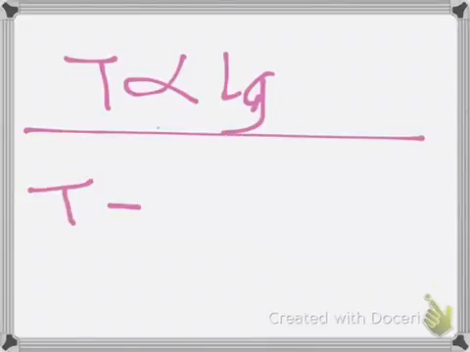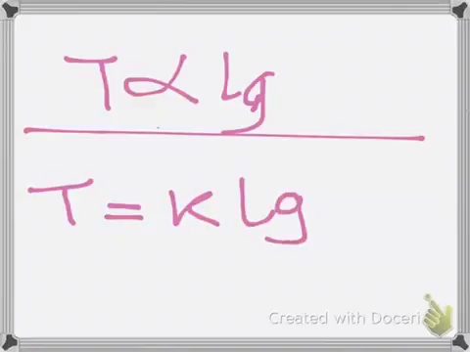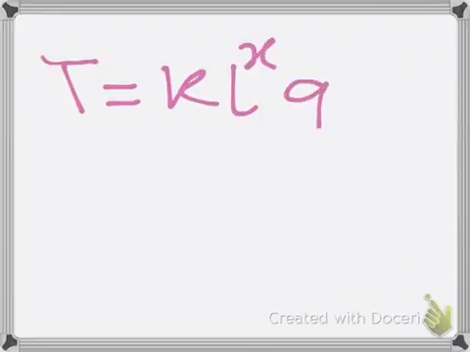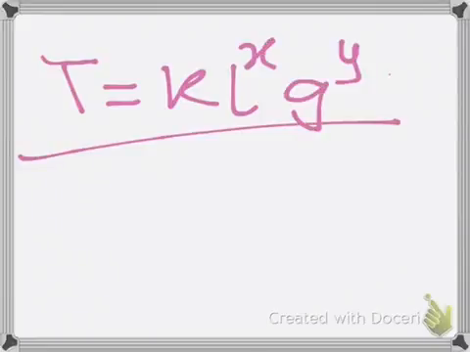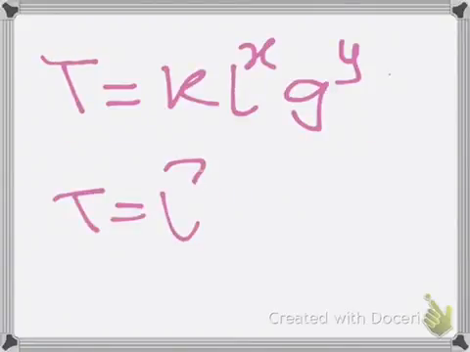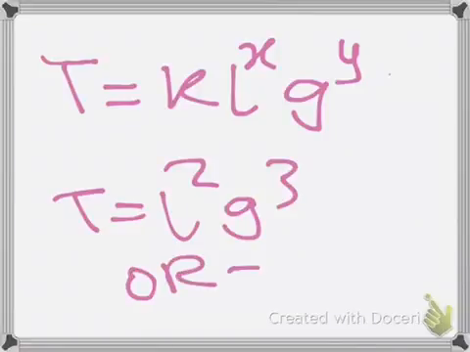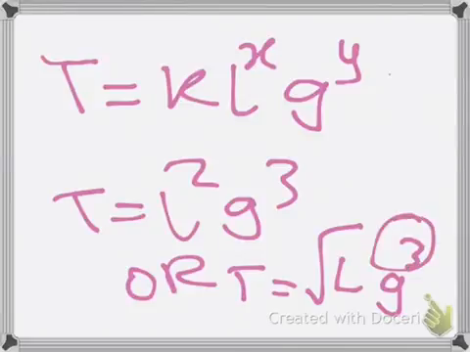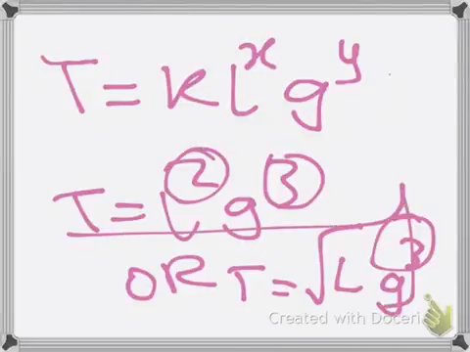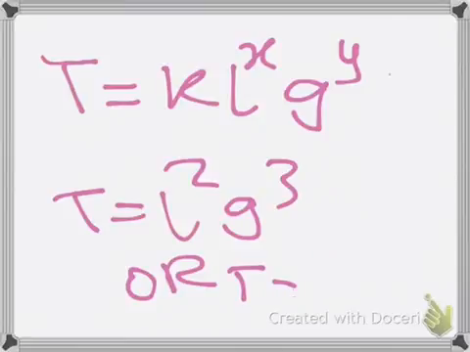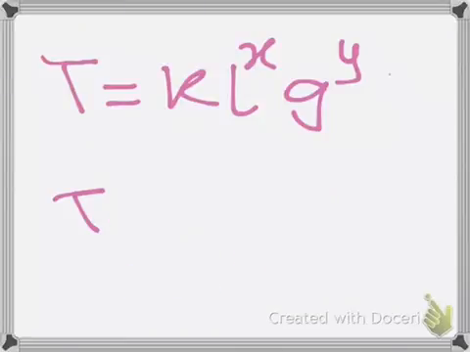Let T be equal to K times length into gravity, where K is the proportionality constant, and let T be equal to K L^x g^y. So let this be the relation between them, because we don't know how they relate to each other. If T is equal to L square g cube, or T is equal to root L into g cube, how do they relate to each other? To find that, let us put the powers as variables x and y.